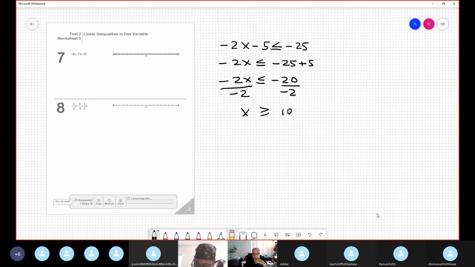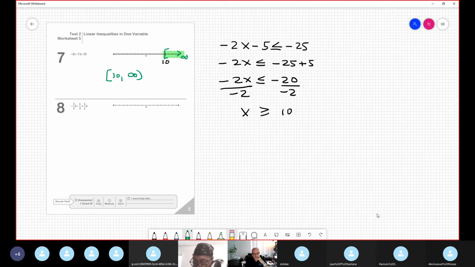Is it negative 10 or positive 10? It is positive 10, right? Because negative divided by negative is positive. I suppose 10 is here, in that direction. Include 10, of course. Expressing it in interval notation: bracket 10, comma positive infinity.